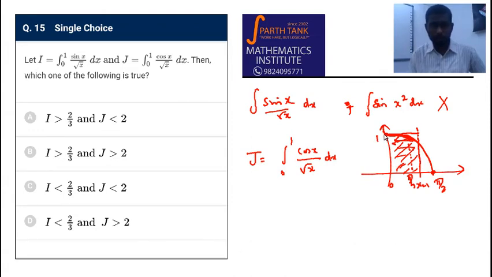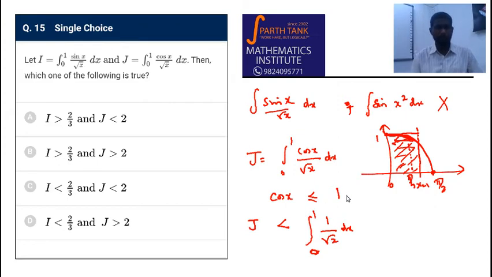So, this rectangle: what I am saying is cos x is always less than or equal to 1 in this region. Therefore, if instead of cos x I write 1 there, J will definitely be less than this integral. Did you get this idea?